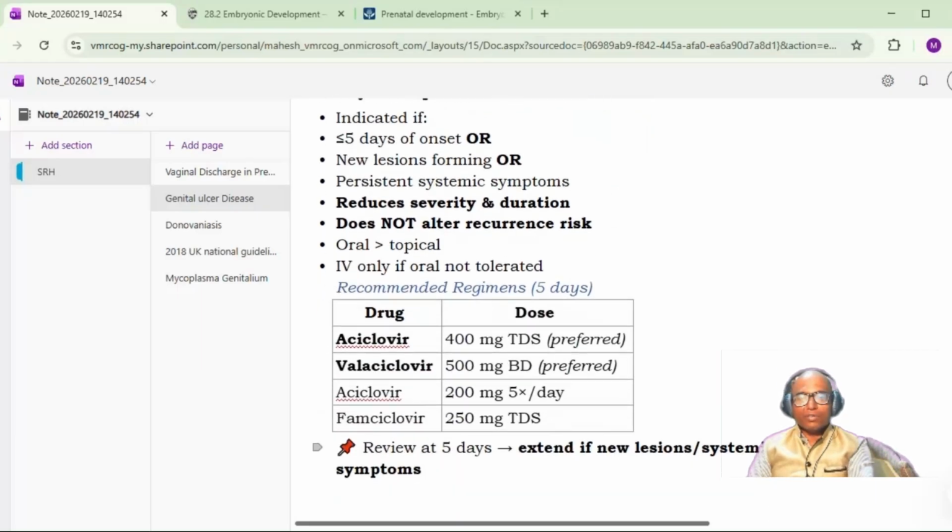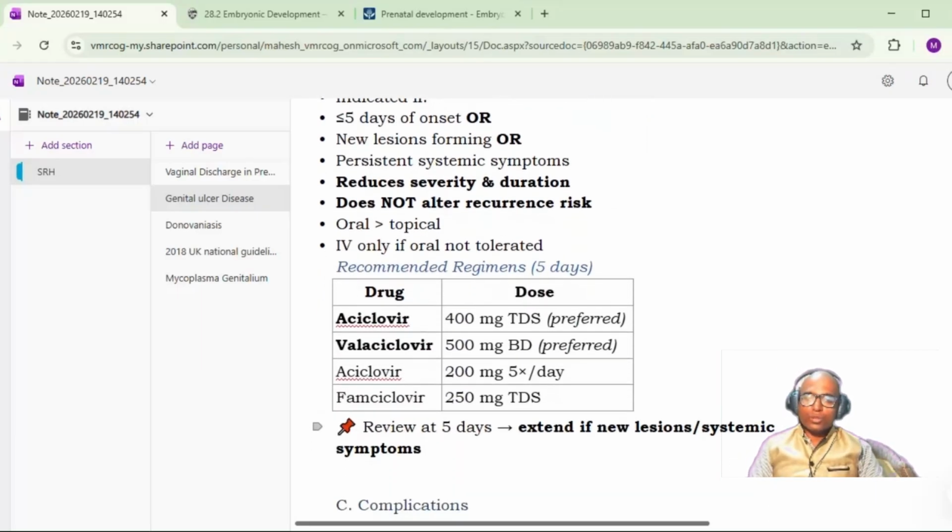Now remember the drug, dose, and duration. Please remember the drug, dose, and the duration. These are the three things we are going to remember. And we have to remember the alternative also. So what is the first line drug? It is acyclovir, 400 milligram TDS, and the duration of the treatment is 5 days. So genital herpes standard treatment is 5 days, and acyclovir 400 milligram TDS.